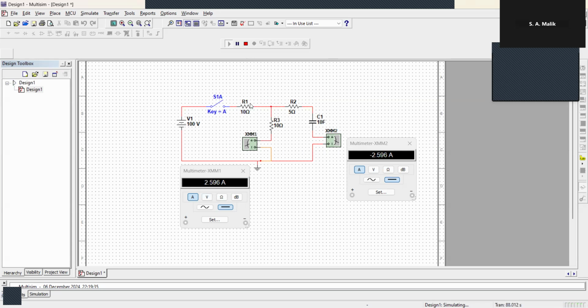Instead of having a 10 ohm resistor here, let me write a 2 ohm resistor. Let me replace it by a 2 ohm resistor and this by a 1 ohm resistor, and this capacitor by a 1 farad. Okay, so let me stop the simulation. Now you can see the capacitor current has fully dropped to zero and so the resistor current is also equal to zero.